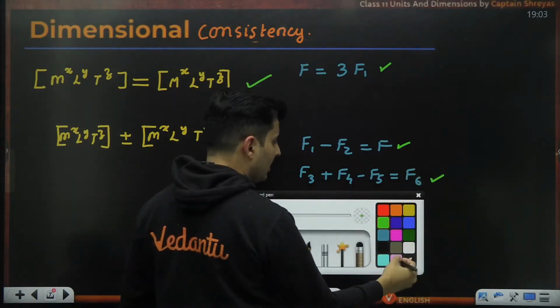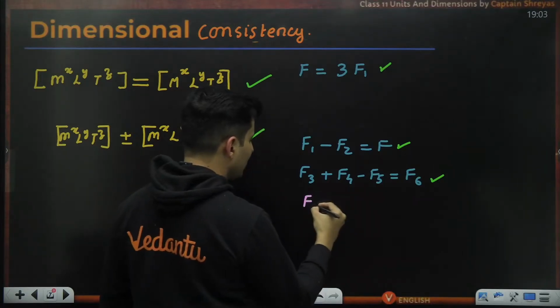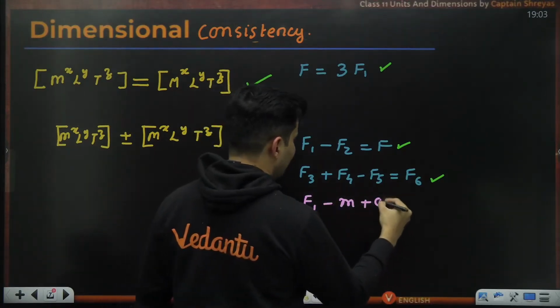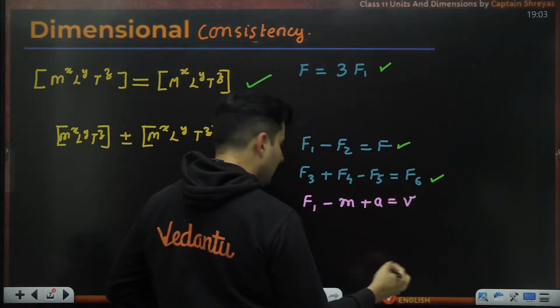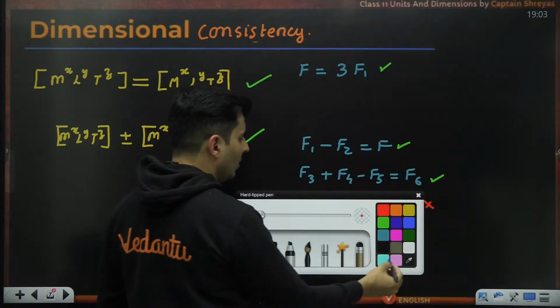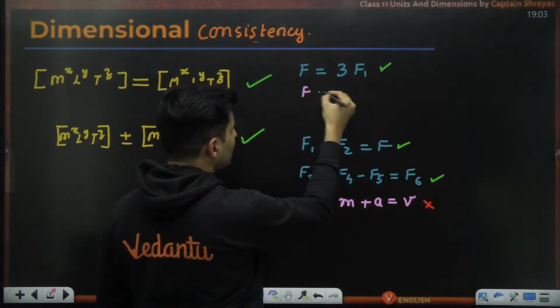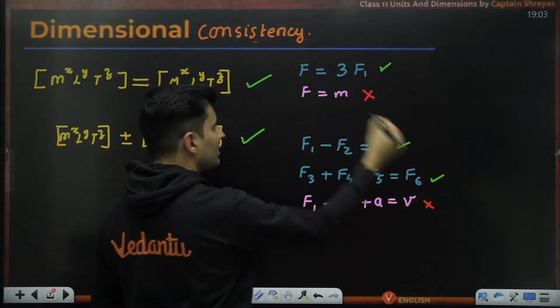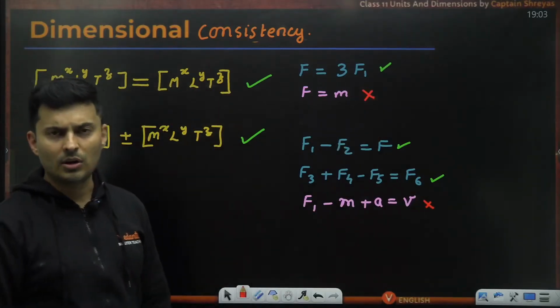But what will not be consistent will be something like this. Let's say F1 minus mass plus acceleration is equal to velocity. It can't be true, guys. Everything has a different dimension. You cannot do that. Also, imagine something like this: force is equal to mass. This is never ever going to be possible. So this is not dimensionally correct at all.